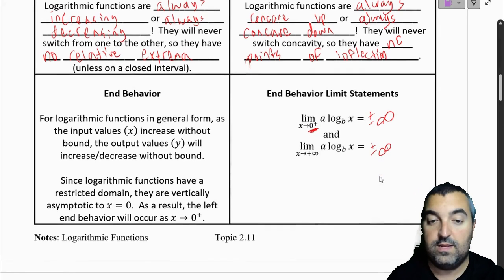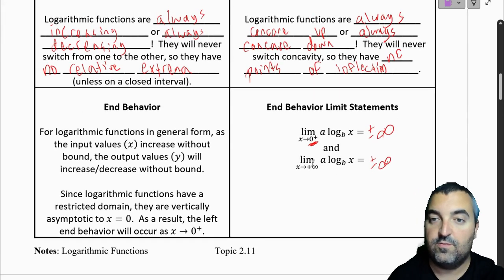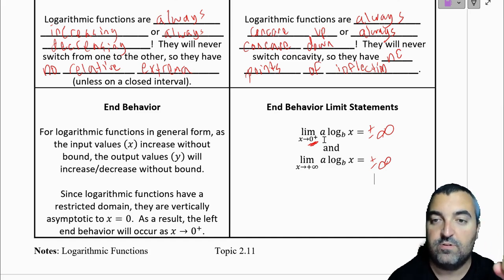Okay. And that's kind of a fun thing with logs, is they have the restricted domain, which we really haven't done a lot with in functions that have that, unless we restricted it ourselves. But logs in general have a restricted domain.